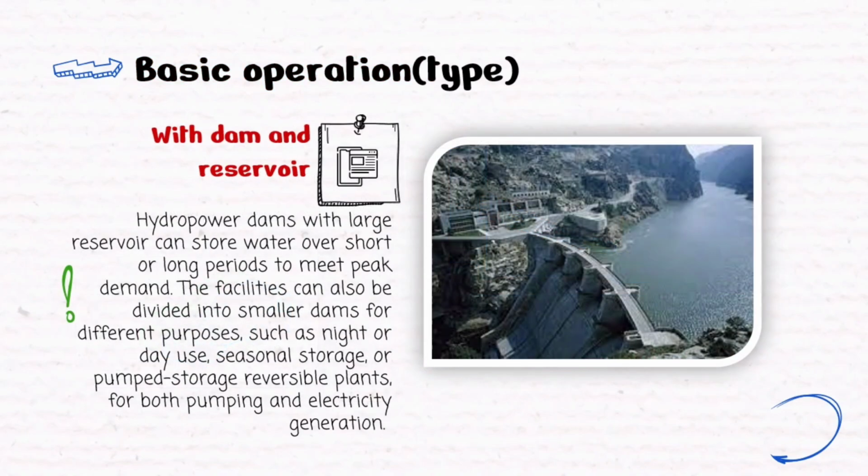For the first type of basic operation, which is with dam and reservoirs, hydropower dams with large reservoirs can store water over short or long periods to meet peak demand. The facilities can also be divided into smaller dams for different purposes, such as night or day use, seasonal storage, or pump storage reversible plants for both pumping and electricity generation.